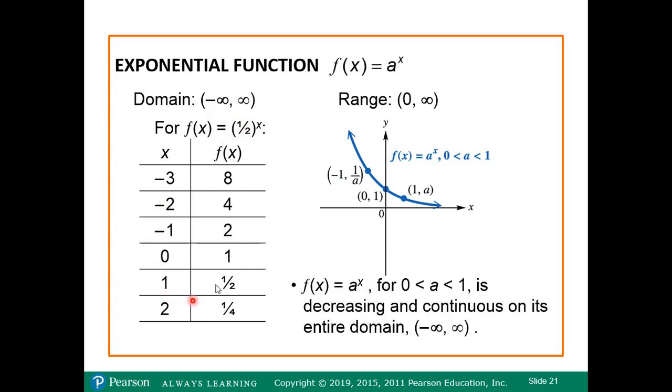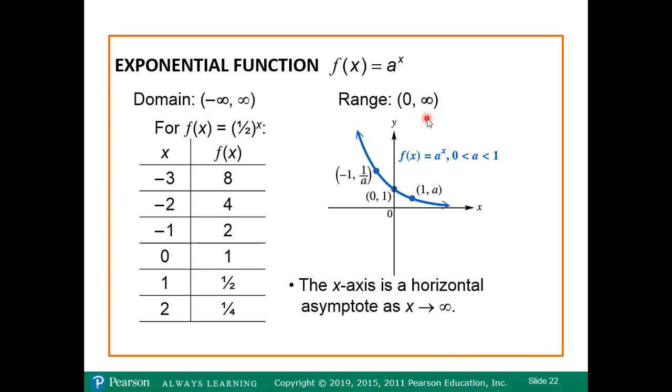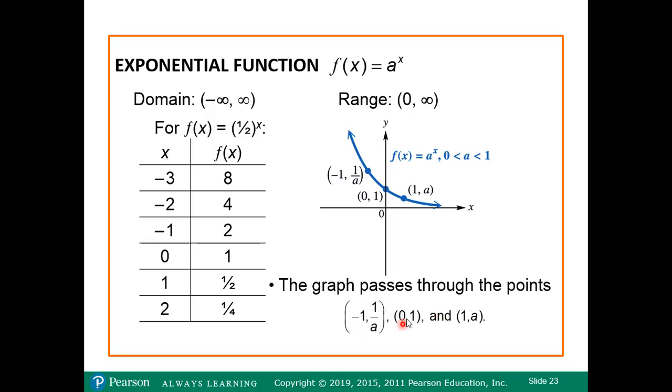Okay, and notice these values here too. So again, it's of the form a to the x. A is between 0 and 1, decreasing and continuous on the entire domain, right? So the domain is all real numbers. The range, again, is all non-negative numbers. And the x-axis is still the horizontal asymptote as x approaches positive infinity. Okay, so also notice here that it goes through these 3 points.